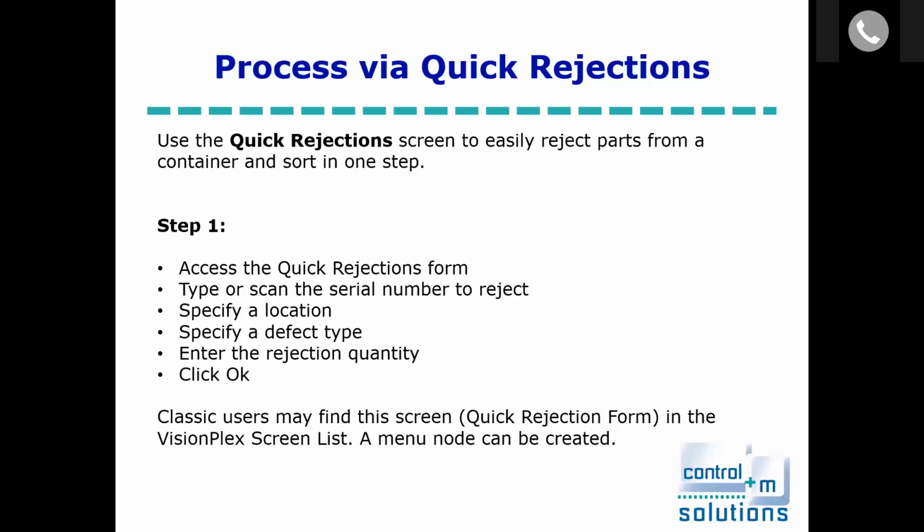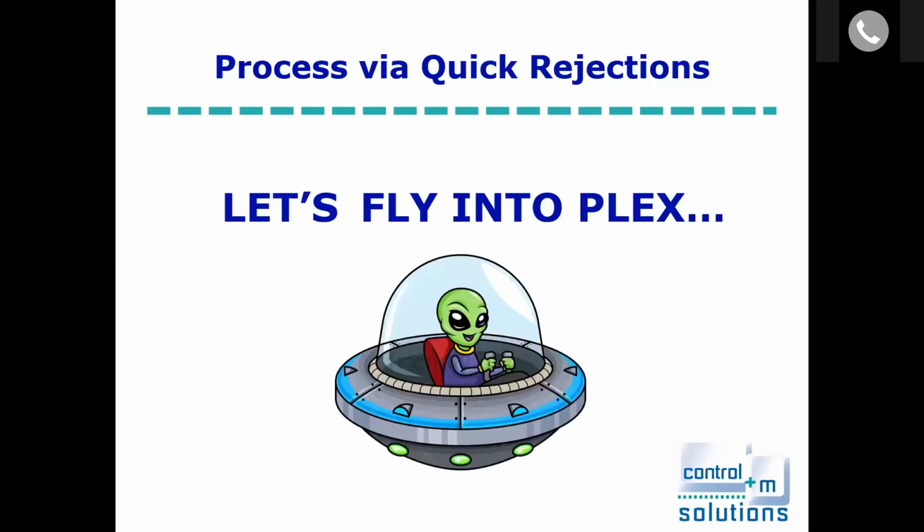Now, classic users, if you're looking in your rejection menu, you may not find it. This is a Vision Plex screen found in the Vision Plex screen list. It's called Quick Rejection Form, and a menu node can be created from that VP screen. If you need to know how to do that, shoot me an email after this presentation or ask the question at the end, and I'll make sure that you get those instructions for how to add those menu nodes in the classic environment.